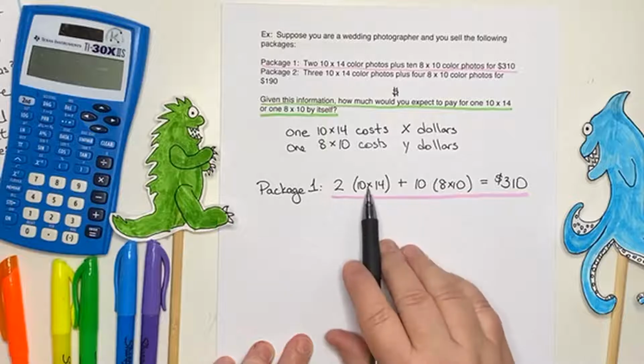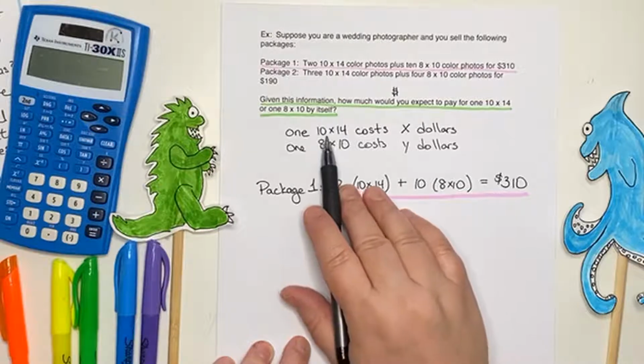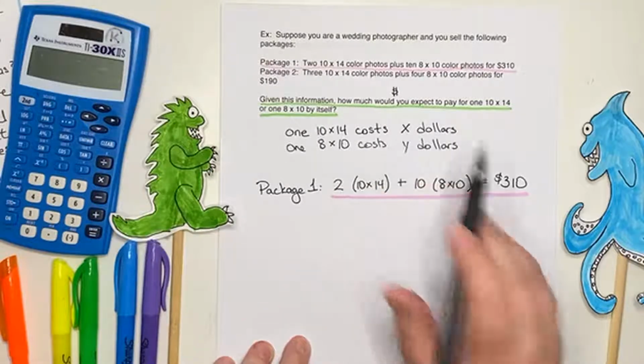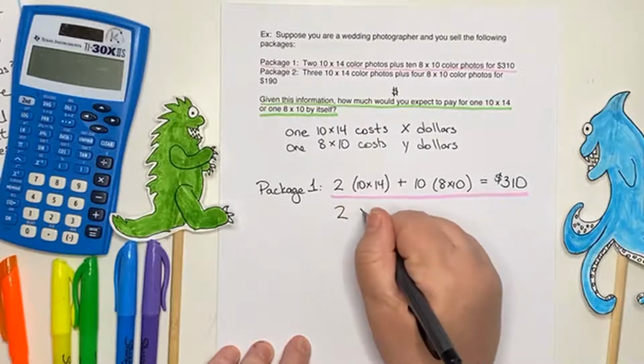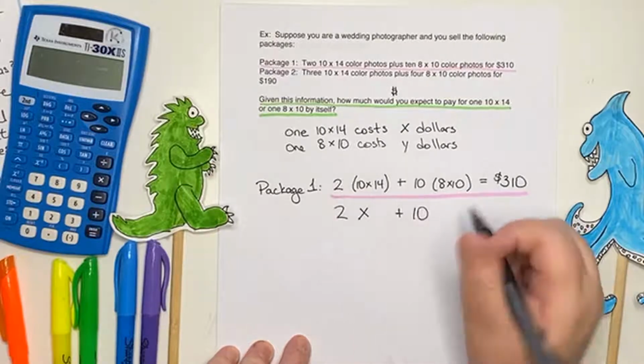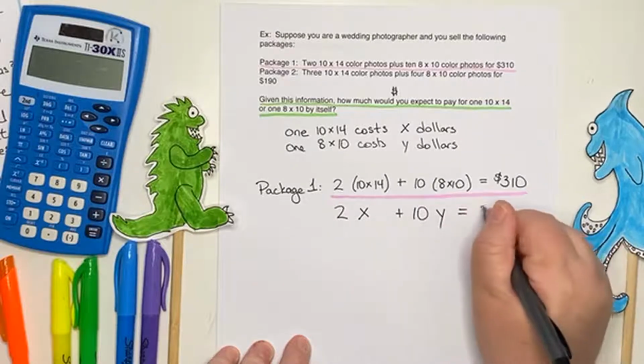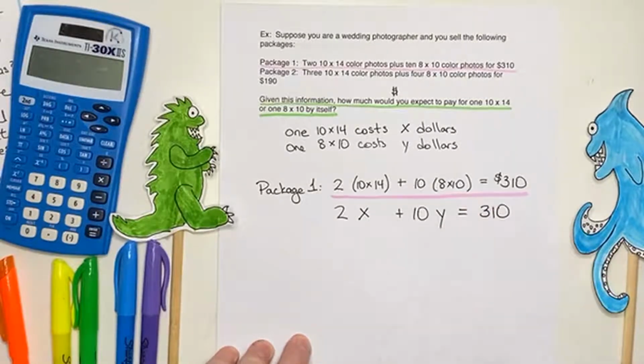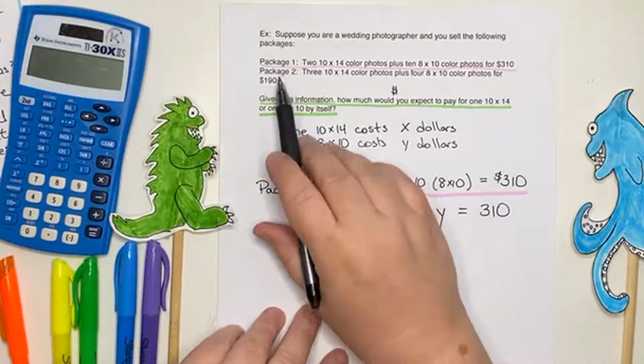And then I'm going to say, wait a minute, the 10x14, that's X dollars. So it's going to be 2X plus 10, 8x10. 8x10s are Y. 10Y equals 310. I've got an equation. It's not a formula. It's just the equation I got. And this is called a translation problem. I'm just translating the packages.